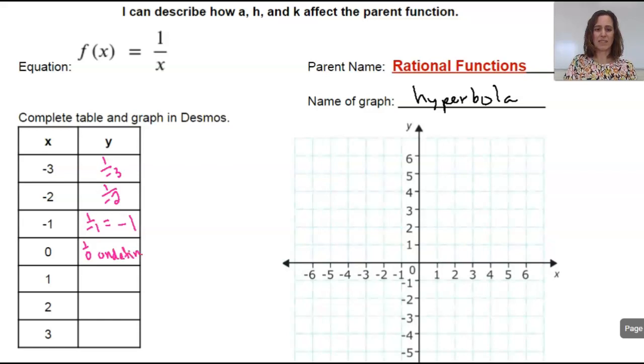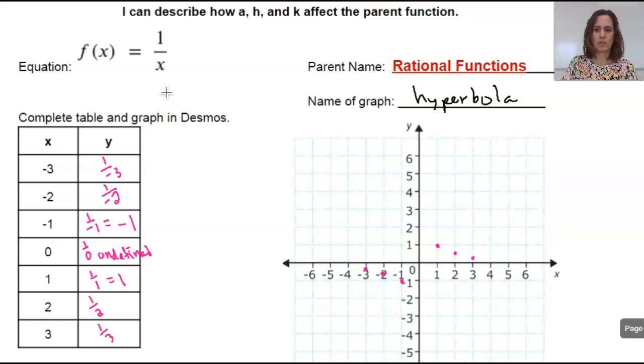We can't divide by 0. 1 divided by 1 is +1. 1 divided by 2 is 1/2, and 1 divided by 3 is 1/3. So go ahead and take a minute to plot those points. When you plot those, you'll see that your points are reflections. It's about a 180-degree reflection of each other.